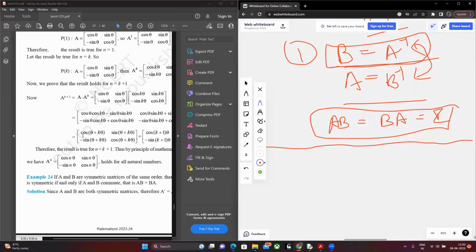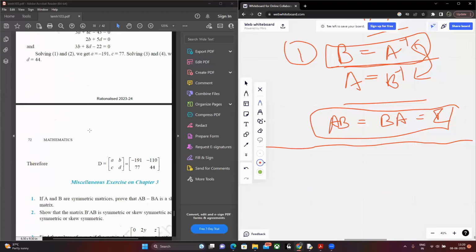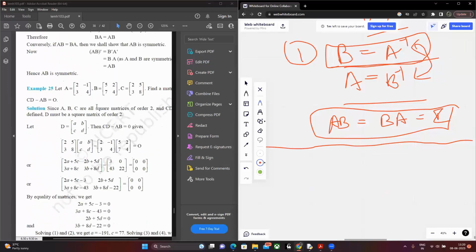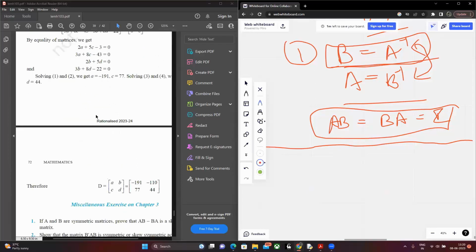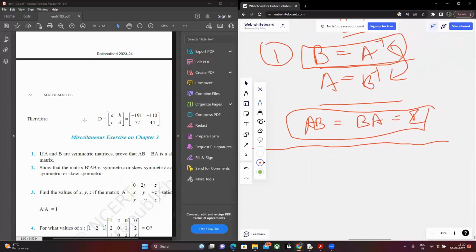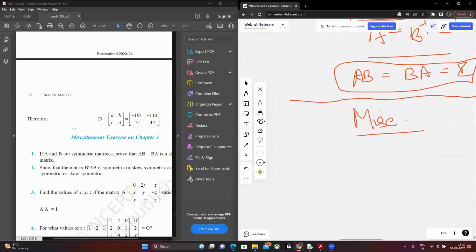Look at these examples. These examples are actually really good, and some of these results are pretty useful elsewhere also. Just look at some of these examples to get to know how different questions can be asked. Also, look at the exemplar problems for this chapter because they are also really good. Therefore, we jump into the miscellaneous problems.